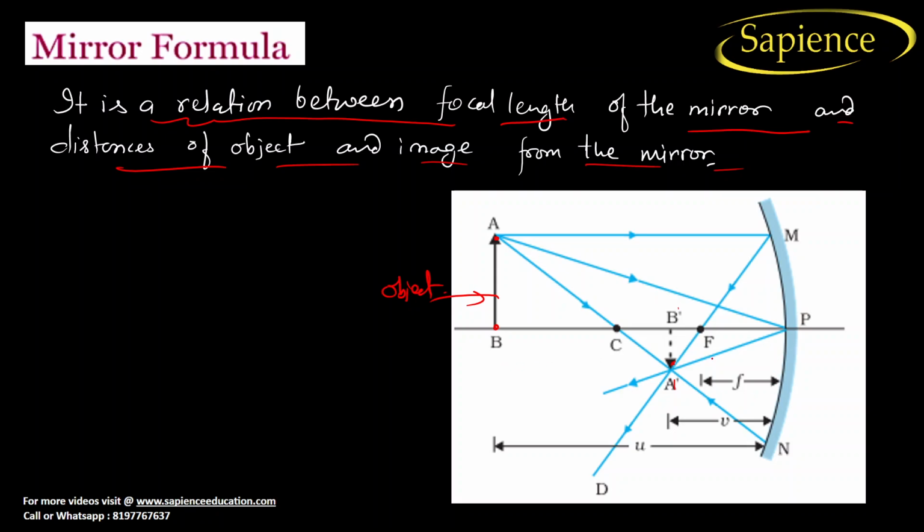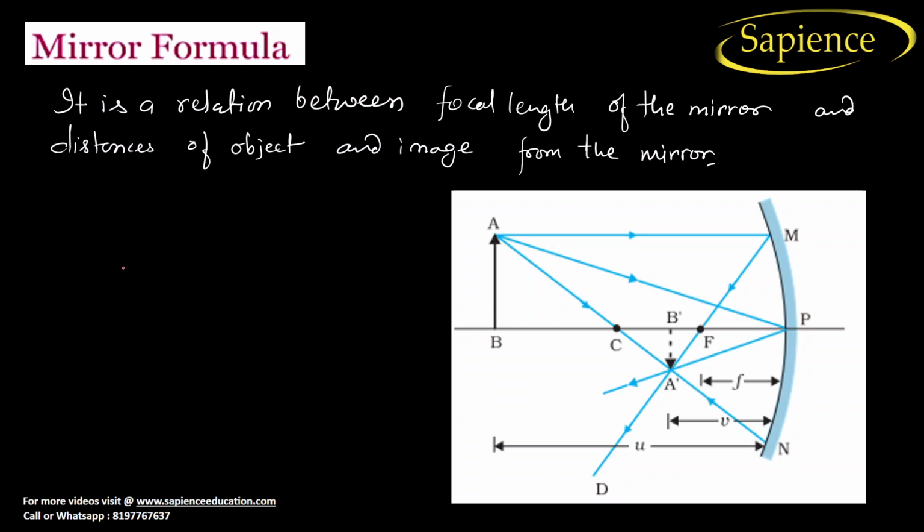Now see here, you have already understood this. Now we will use it to derive some relations. U is the object distance, V is the image distance, F is the focal length. So we want the relation between these three things. Before that we have to do some calculation, and we have to assume some things, as we have already assumed so many things.